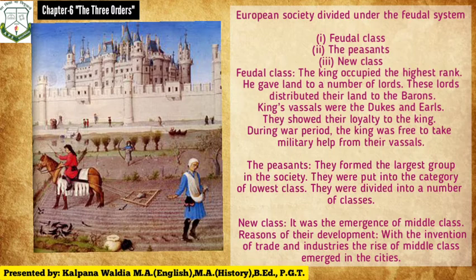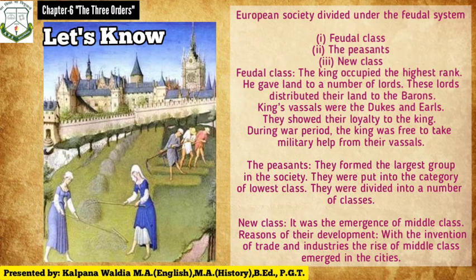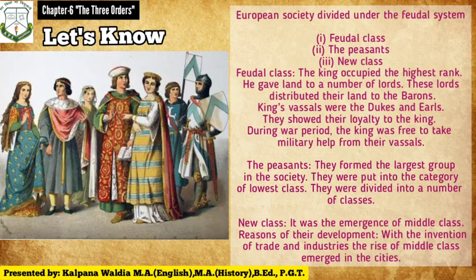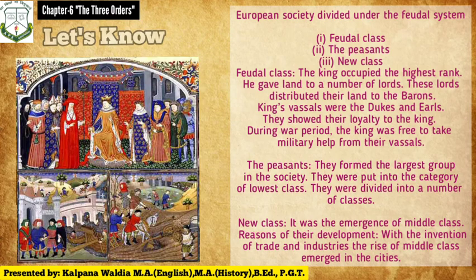Peasants formed the largest group in the society. They were put into the category of the lowest class. They were divided into a number of classes. A new class also arose, due to which several developments and inventions towards trade and industries took place.